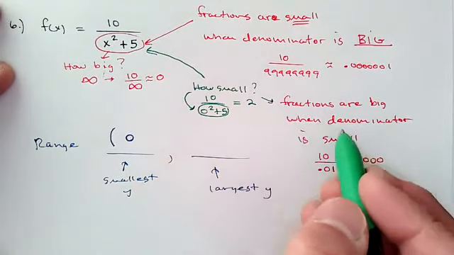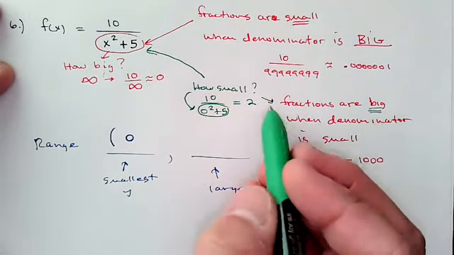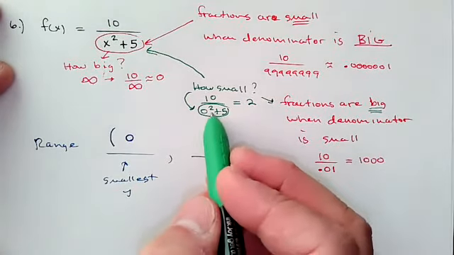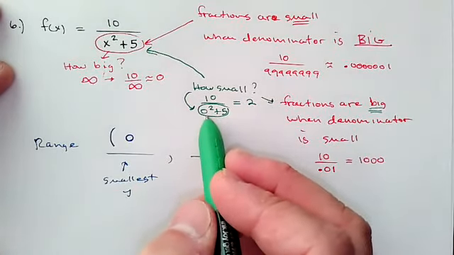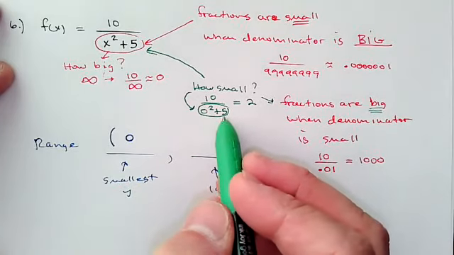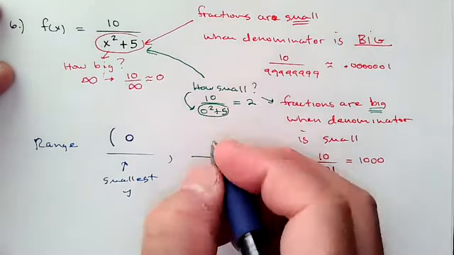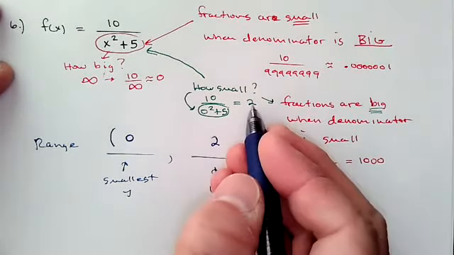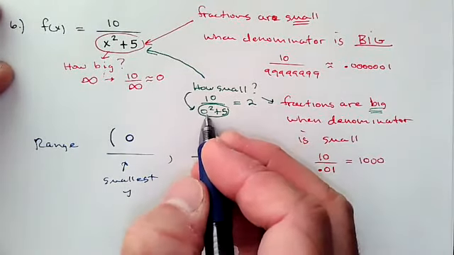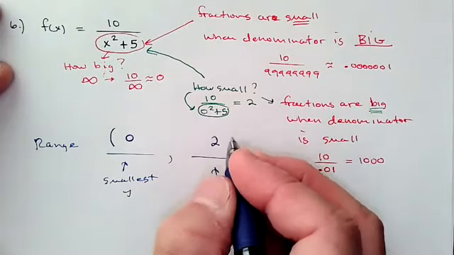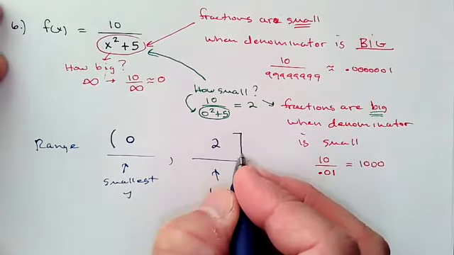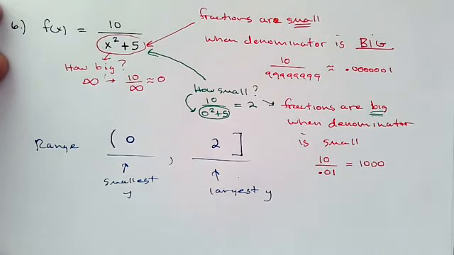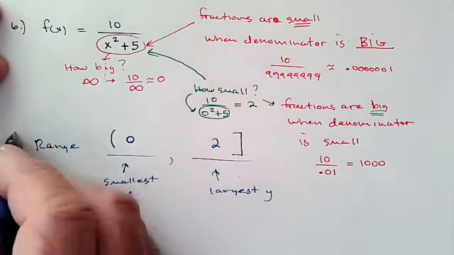Because what that tells me is the biggest value for this fraction is going to happen when my denominator is as small as possible, which is going to be 5. So 2 is my biggest y value. And I can get it to equal 2, right? If x is 0, 10 over 5 is exactly equal to 2. So this would have brackets on it. And I think this would be my range.